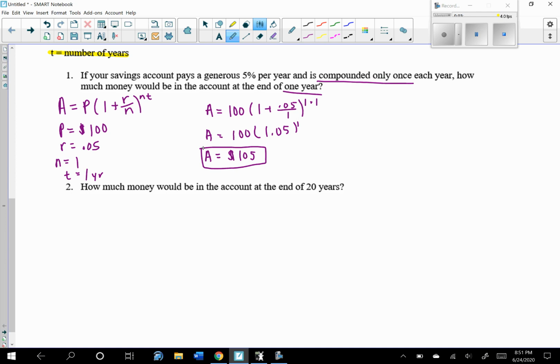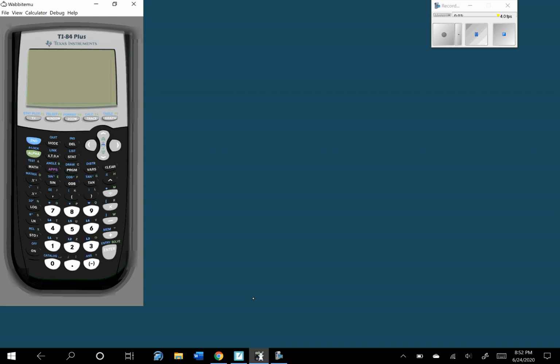So question 2 says, how much will be in the account at the end of 20 years? So A would be equal to 100 times (1 plus 0.05 divided by 1) to the 1 times 20. And then you could go ahead and plug this into your calculator. So make sure you're plugging this correctly into your calculator. That's usually the place where students make their mistake.